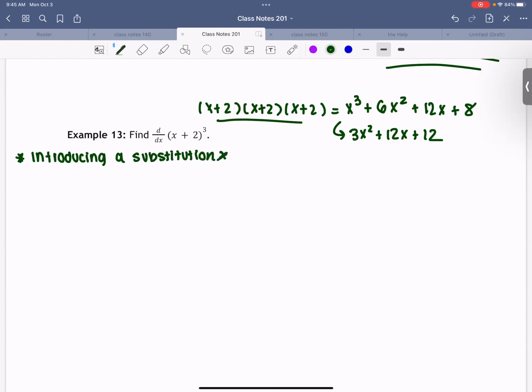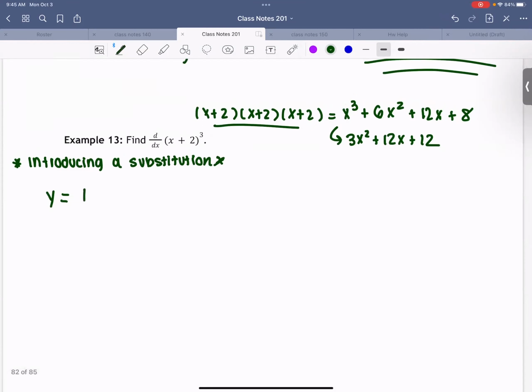Okay, and the way I'm going to do this is I'm going to make up a new function that looks very similar to this one and see if I can take the derivative of that. So I'm going to make a function y, and I want y to be x plus 2 cubed.